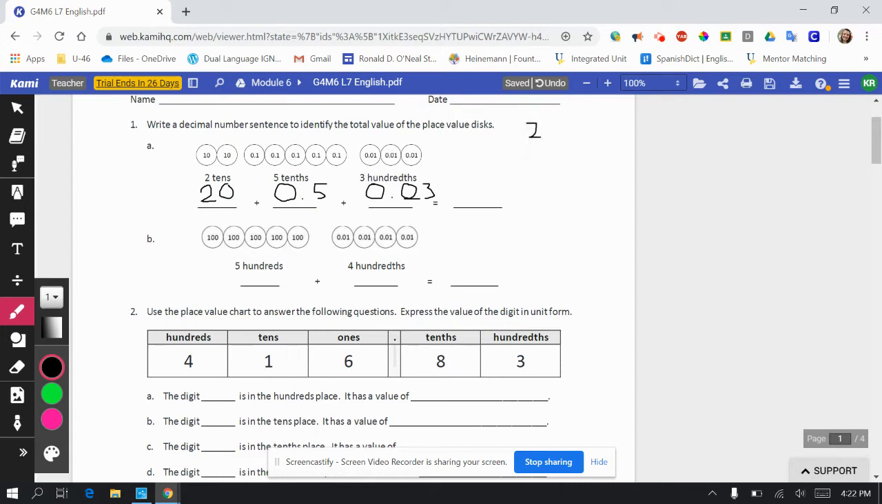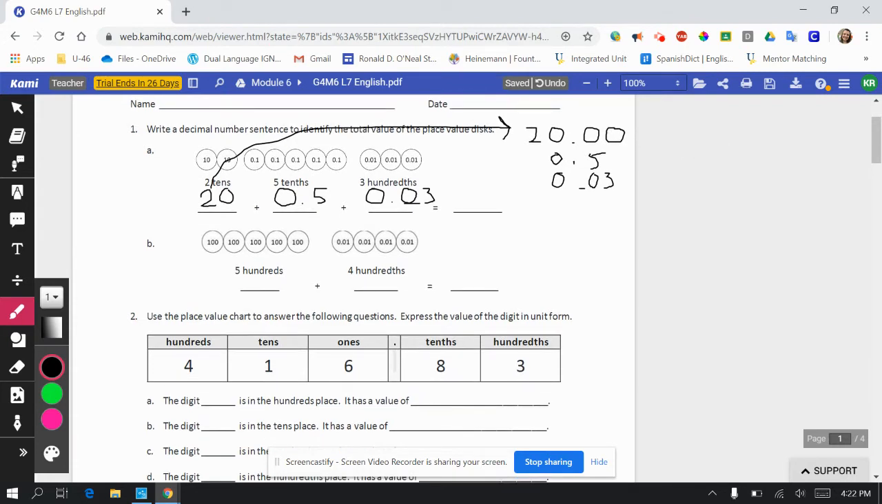When we add these up, we need to line up the decimals. Another way to write 20 is to write 20.0. The reason I'm doing that is so that then my decimals are all in a line. Then 0.5, then 0.03. Another way to write 20.0 is 20.00. You could literally just make zeros forever and ever on the end of that, and it would be the same number. 0.5, another way to write that is 0.50.